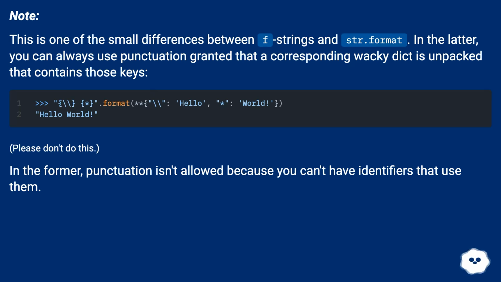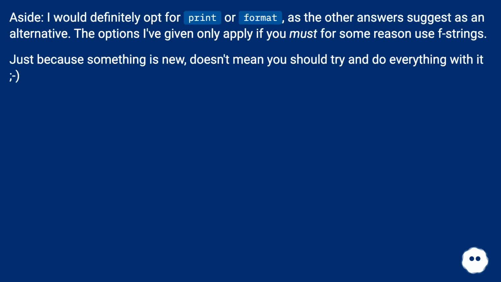Note: this is one of the small differences between f-strings and str.format. In the latter, you can always use punctuation, granted that a corresponding wacky dict is unpacked that contains those keys. Please don't do this. In the former, punctuation isn't allowed because you can't have identifiers that use them. Aside, I would definitely opt for print or format, as the other answers suggest as an alternative. The options I've given only apply if you must for some reason use f-strings. Just because something is new doesn't mean you should try and do everything with it.